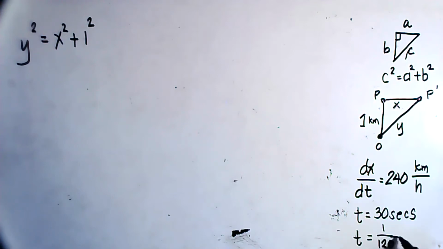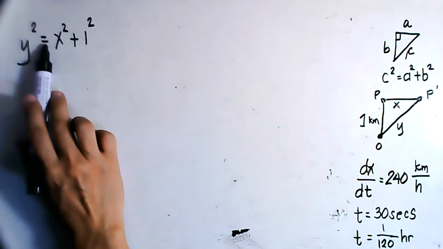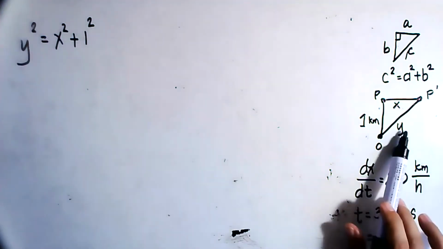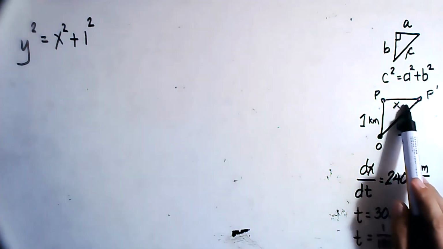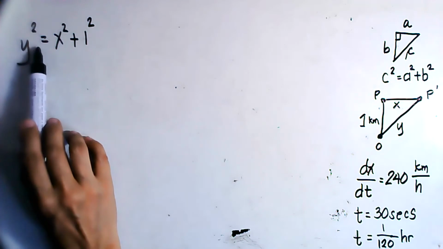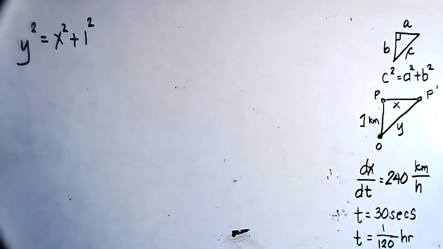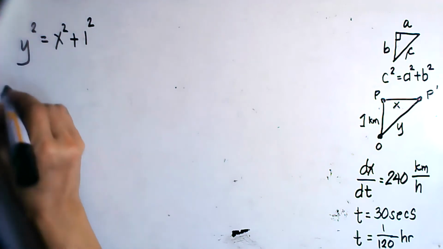That is, for every 1 hour, we have 3,600 seconds. So going back here in our equation using the Pythagorean theorem, y squared is equal to x squared plus 1 squared. We can now differentiate both sides of the equation.